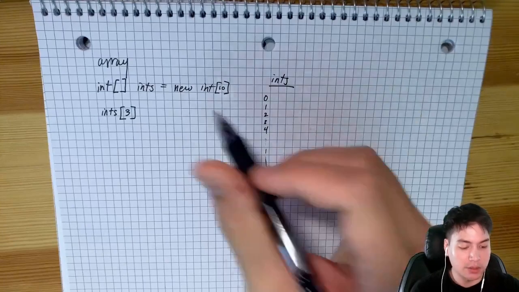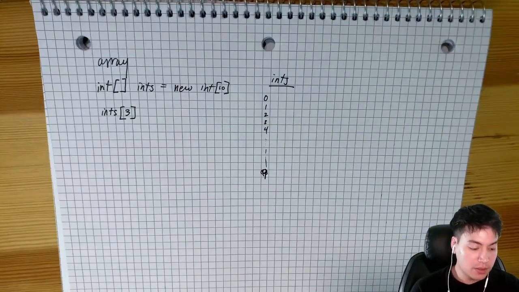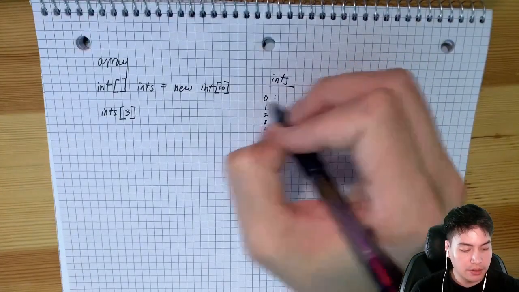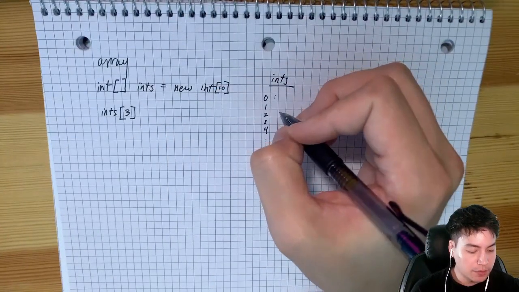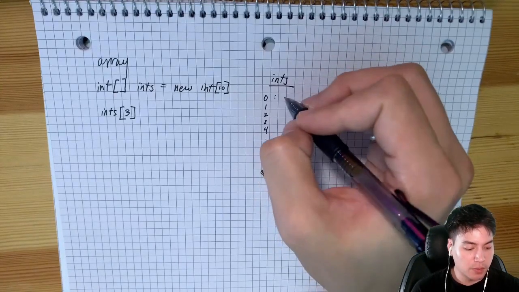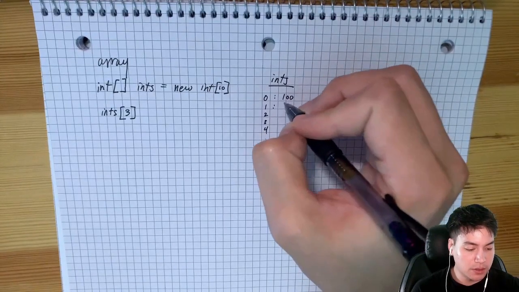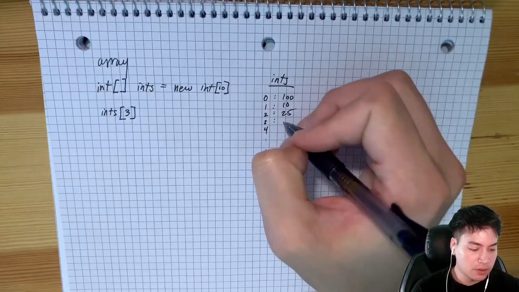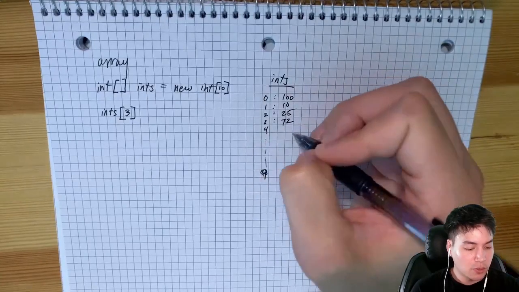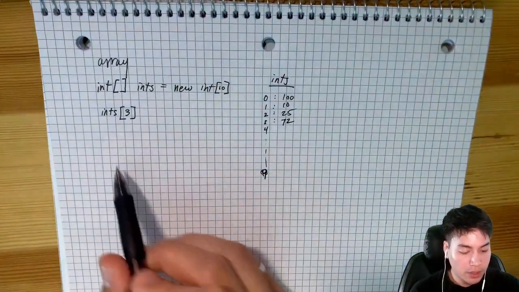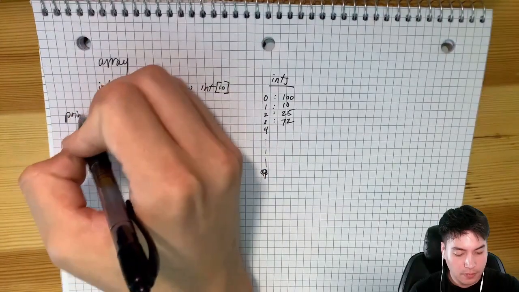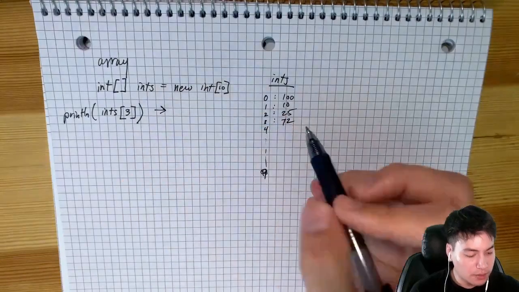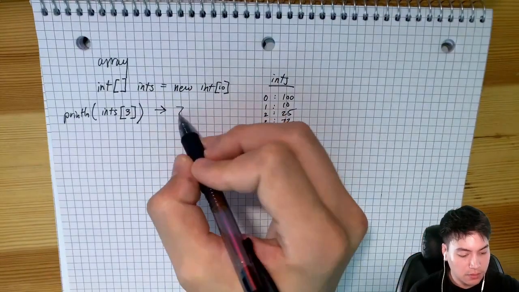It wouldn't get up to 10 because there's 10 places in the list, but we start from 0, right? And then I can assign integers to the different places in this list. Maybe the first one is 100, and the second one is 10, and the third one is 25, and the fourth one is 72, right? So when I go and I say print ints3, it's going to print out this number, 72, right?